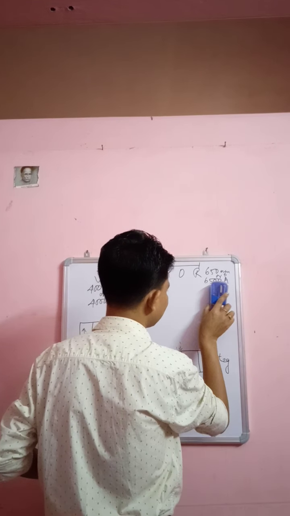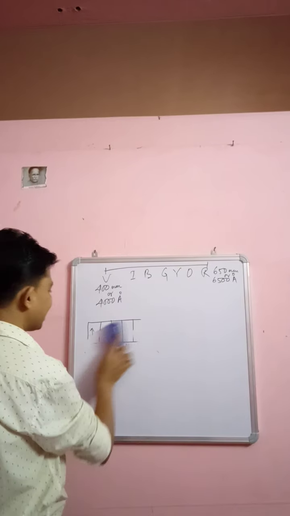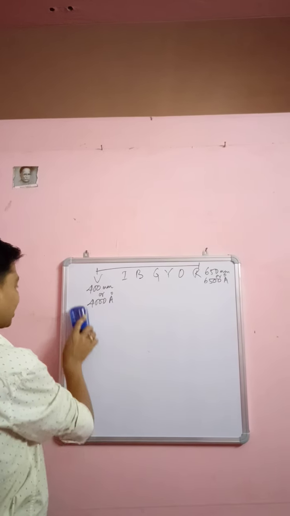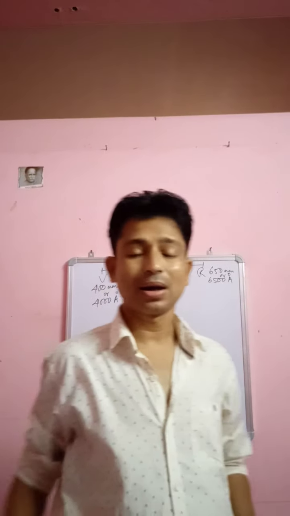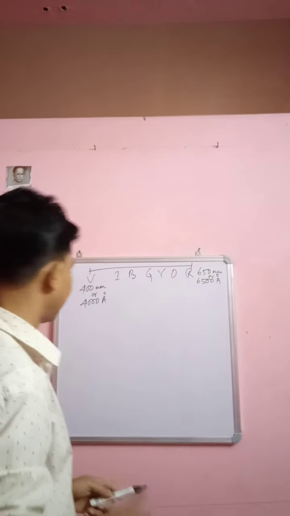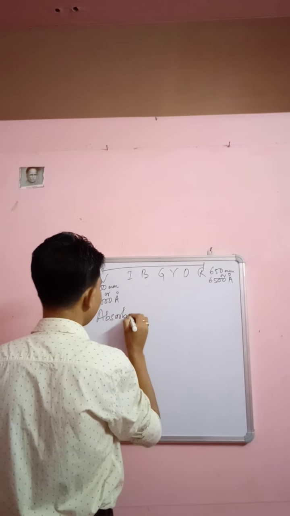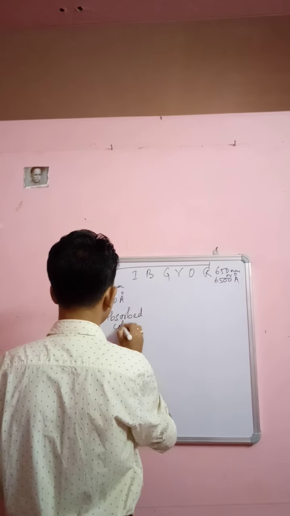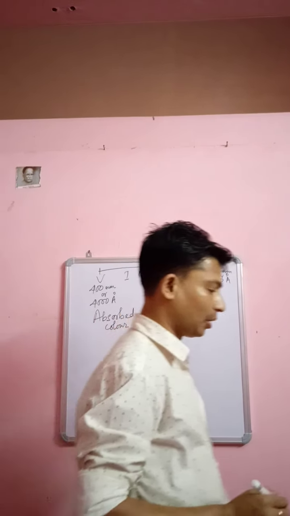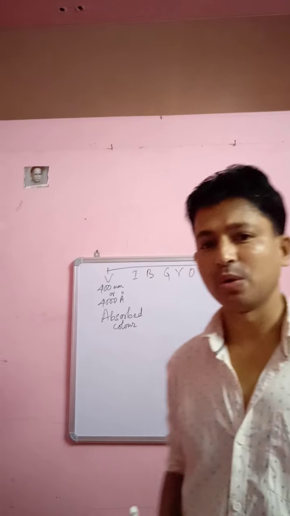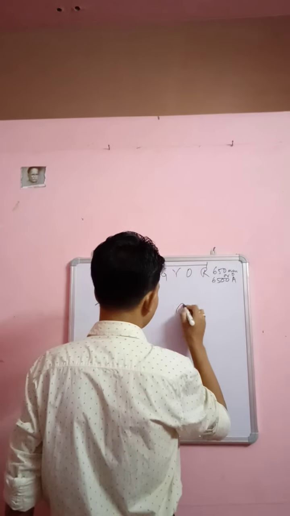the energy or color with which it is going from the t2g set to the eg set of orbitals is called absorbed color. So if we write here absorbed color, and while coming back from the eg set to the t2g set of orbitals, the energy or the corresponding wavelength of light which it is giving up is called complementary color.